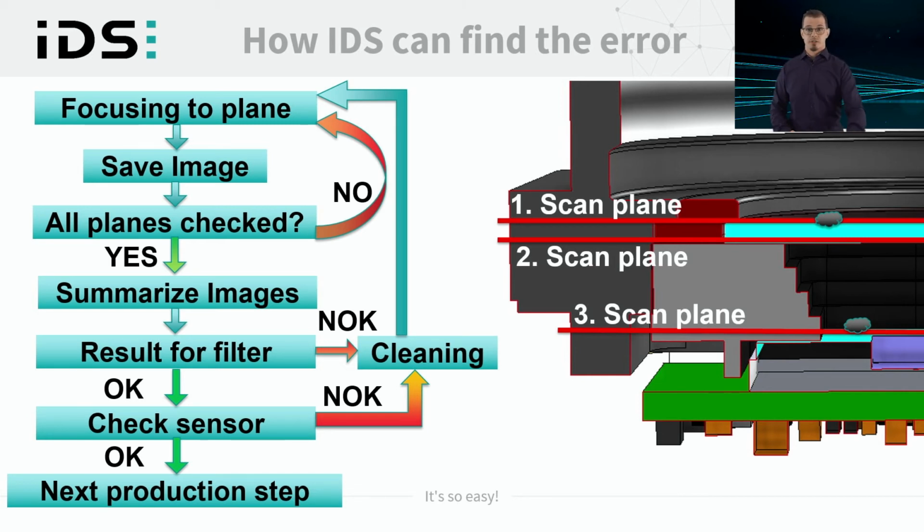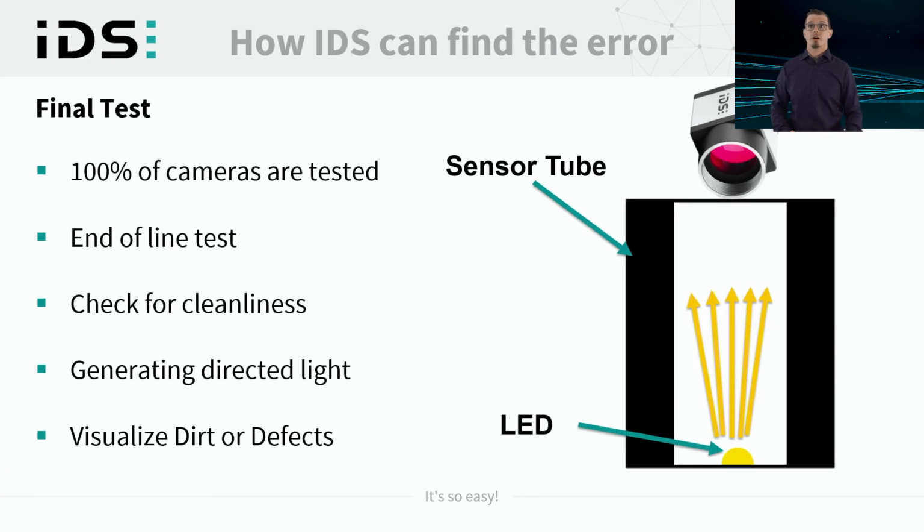In the last production step, our cameras are 100% final checked. In this final test, the cleanliness of our camera will be inspected by trained employees. Through the combination of the human eye and PaCo, we receive the best results. By using oriented light emitted by an LED, similar to parallel light, we are able to visualize defects in the final test. If no dirt or defect can be found, the camera is ready for shipment.